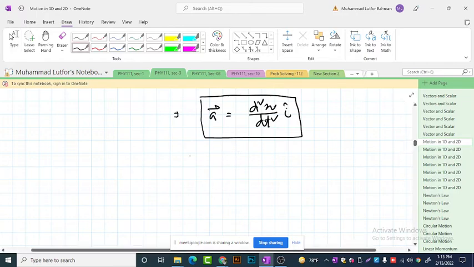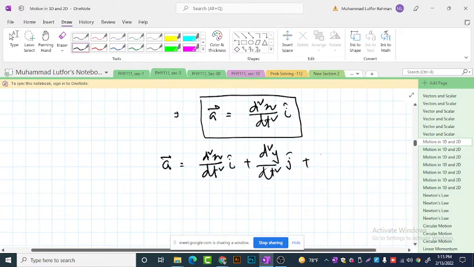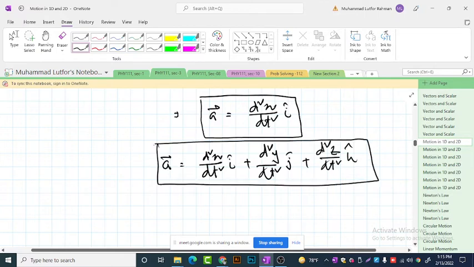If it is three-dimensional, we extend this equation: d square x over dt square i hat plus d square y over dt square j hat plus d square z divided by dt square k hat. So this would be the instantaneous acceleration of the particle in the three-dimensional case. And that's how you can find the average acceleration as well as the instantaneous acceleration if you just know the position function.